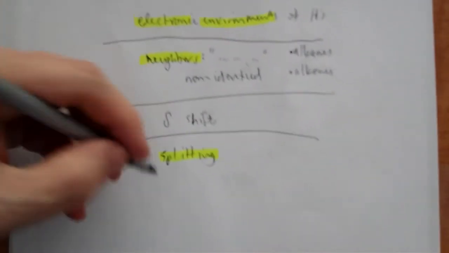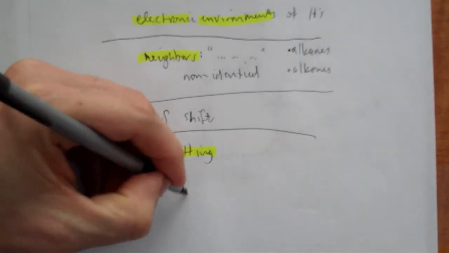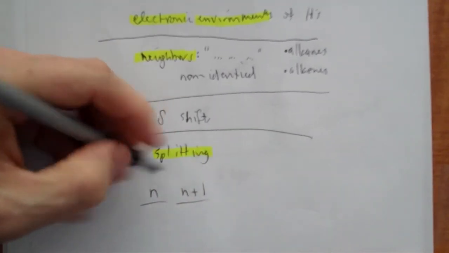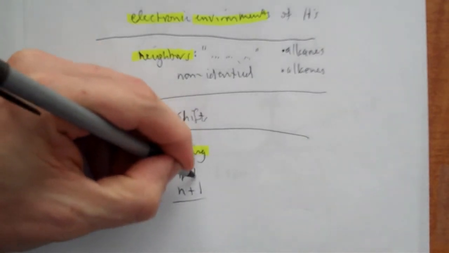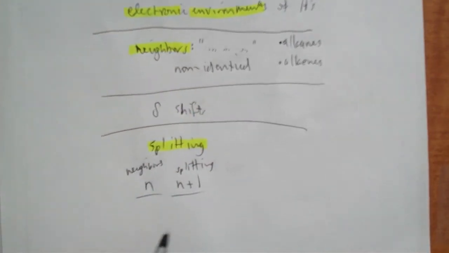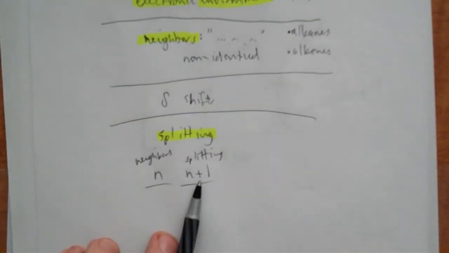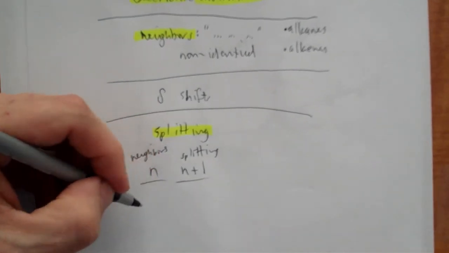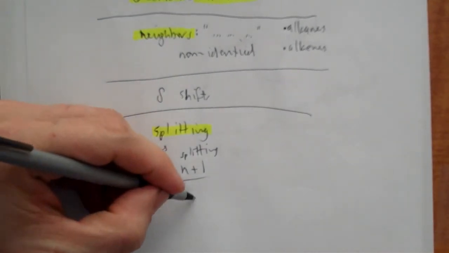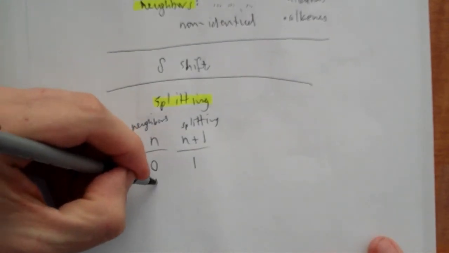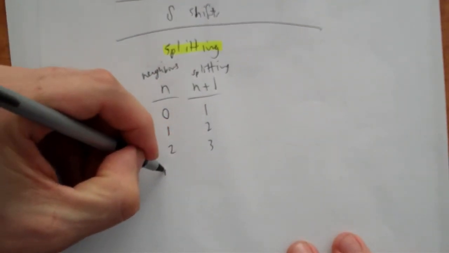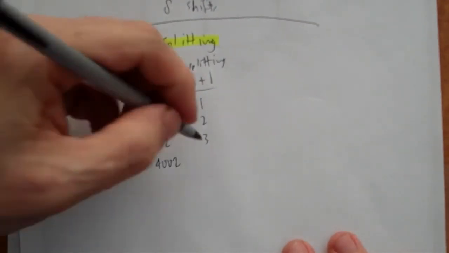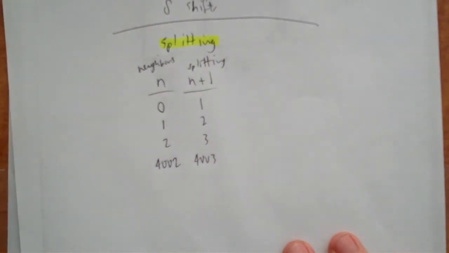Splitting is directly related to the number of neighbors. We talked about neighbors up here, and n plus 1 is your splitting. We're going to find out the number of neighbors that we have, and then add 1 to it and say that that's our multiplicity. If something has 0 neighbors, it's going to be a singlet. If it has 1 neighbor, it's going to be a doublet. If it has 2 neighbors, it's going to be a triplet. And if it has 4,002 neighbors, it's going to be really messy.